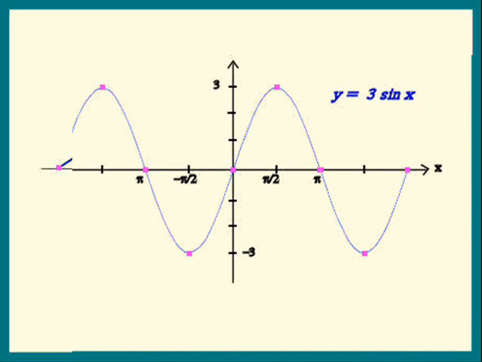Give it a quick check. At 0, y is 0. At pi over 2, y is 3. Looking good. Let's move on.